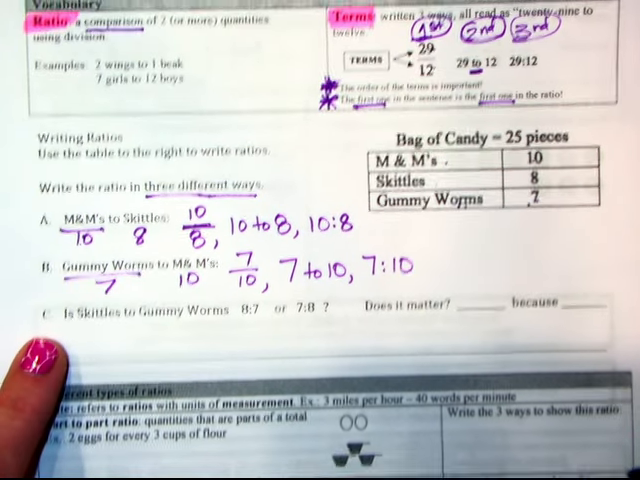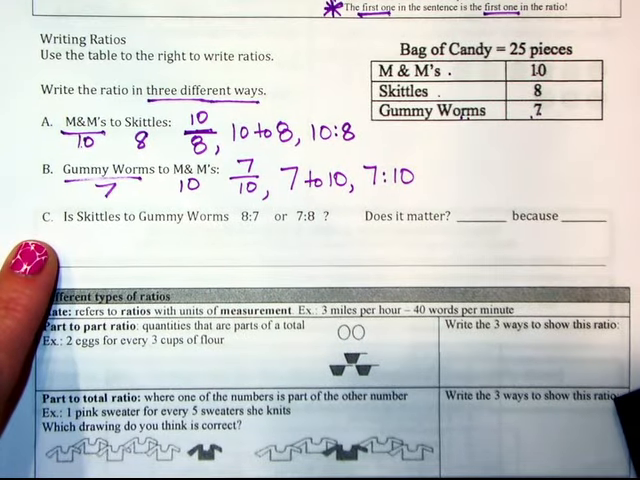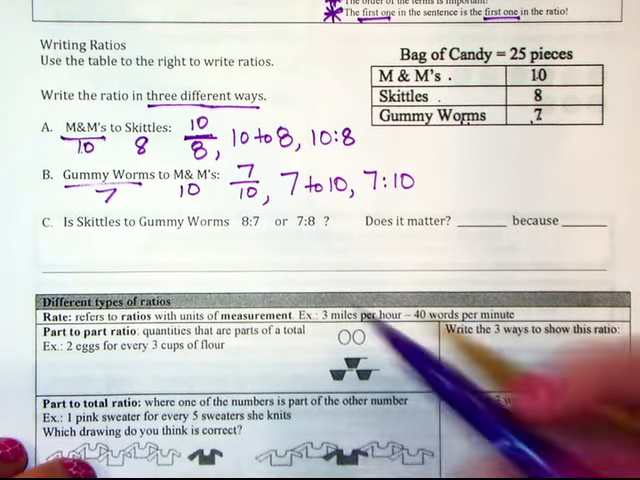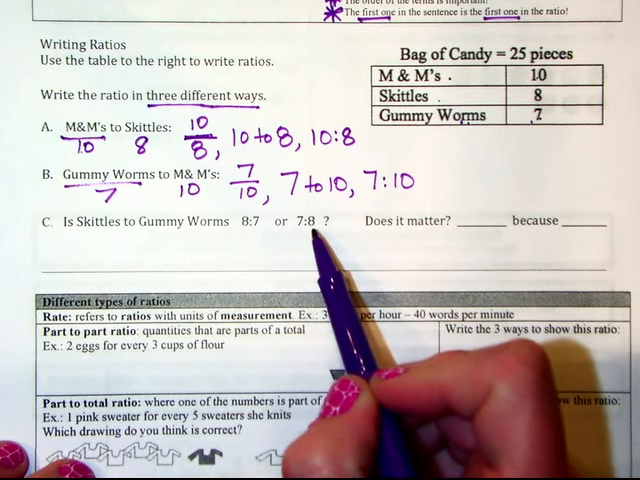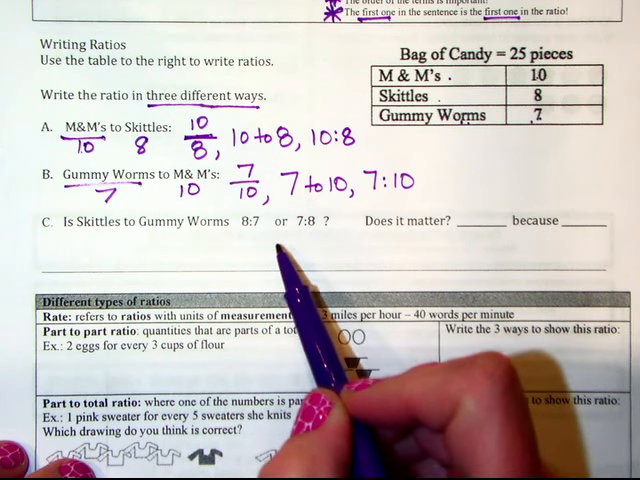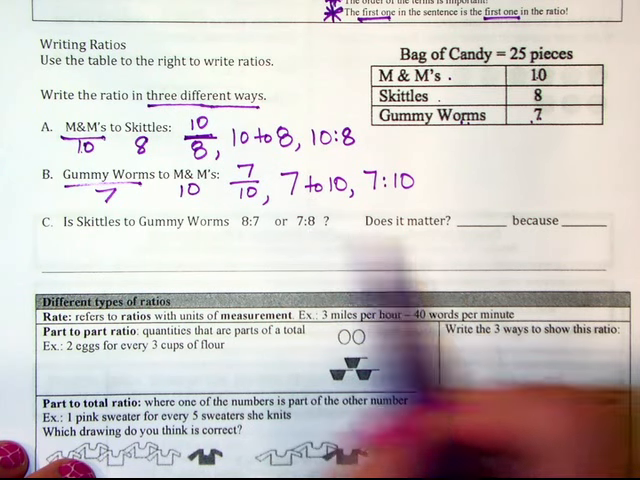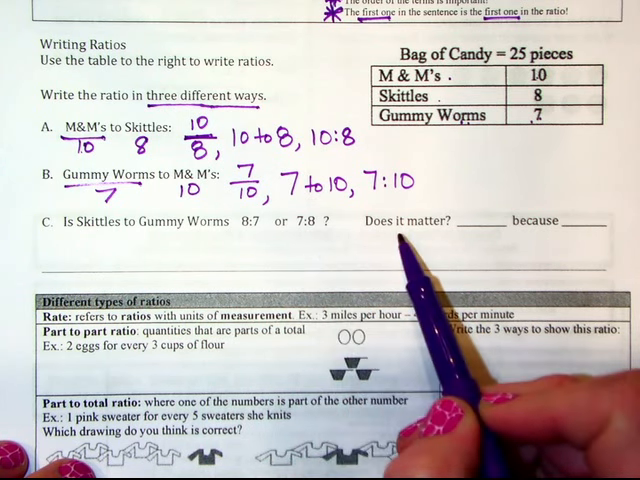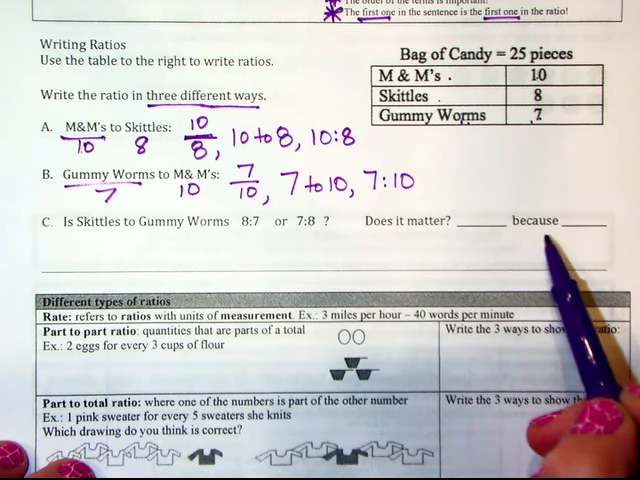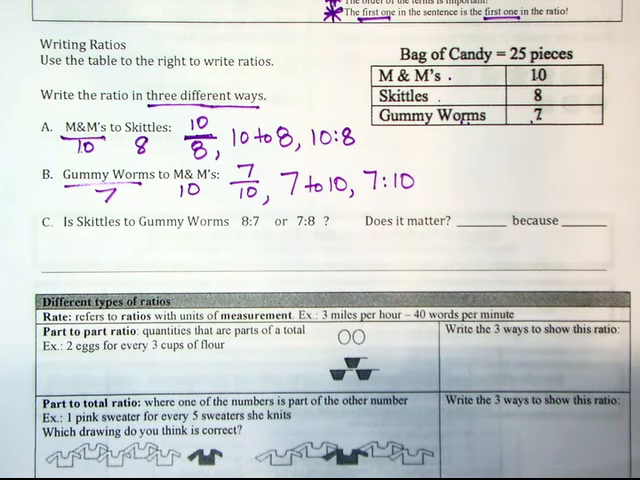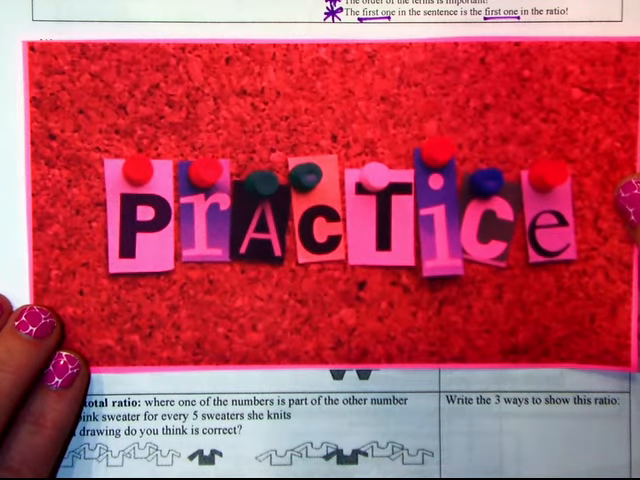All right, let's go to problem C. It says, is Skittles to gummy worms 8 to 7 or 7 to 8? I'd like you to pause the video again and work this problem out. You're going to circle which one it is. And then, does it matter which one it is? And why? Again, pause the video, practice, and once you're done, press play, and let's see if you got it right.